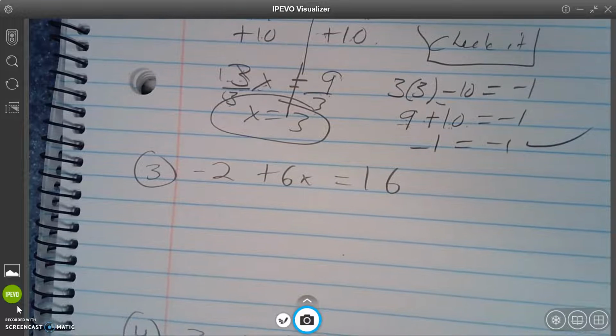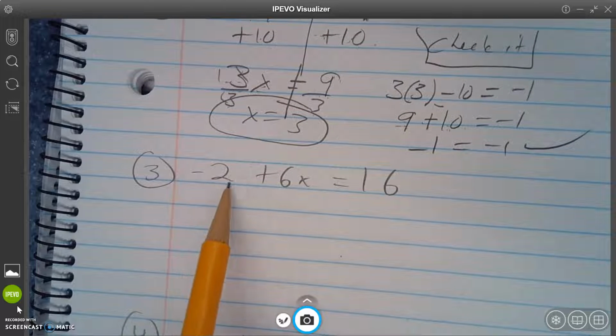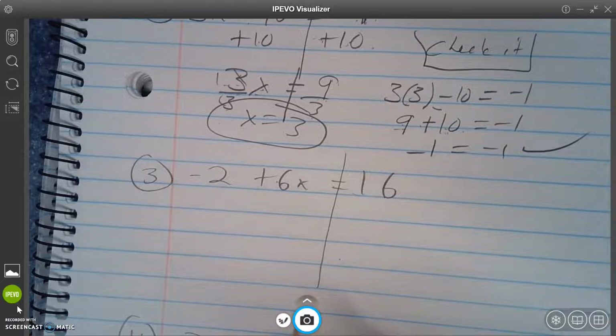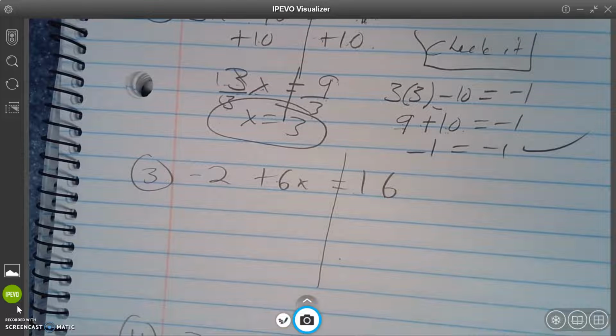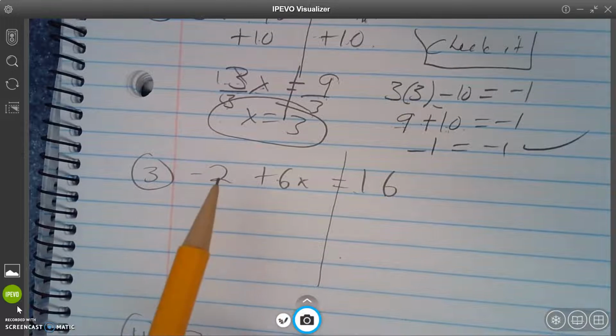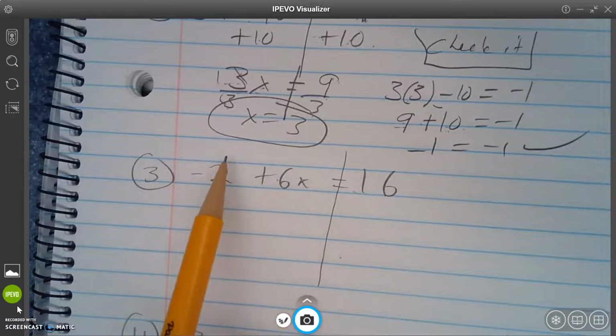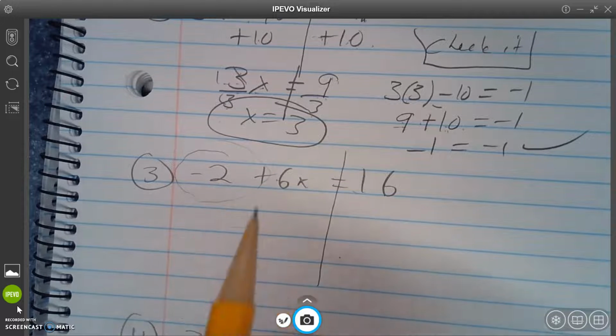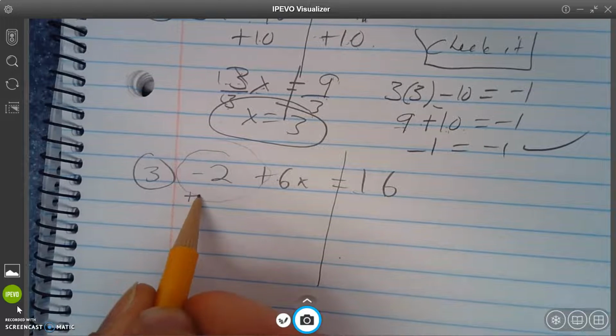Try this. Here's where a bunch of people got stuck. Negative 2 plus 6x equals 16. Write that down. Okay, what do I do first? Well, the x is on this side, so this is the furthest away, so I got to get rid of this negative 2. So what's the opposite of negative 2? That would be adding 2.